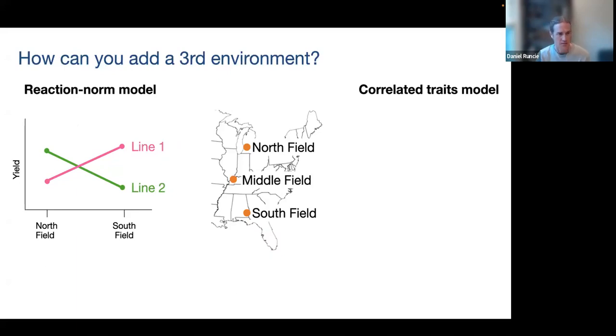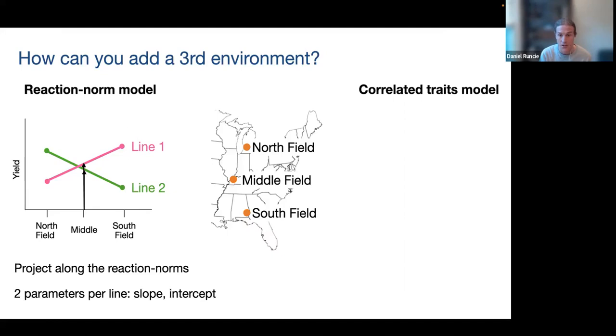Now, the implications of these two approaches start to show up when we add a third environment. So how do we fit this third middle field into each model? In the reaction norm model, we could place the middle field here in the middle of this graph and then predict its yield by projecting along these reaction norms. That's pretty efficient because we only have to measure two parameters per line, the slope and the intercept. And then we can project yields at any number of intermediate locations.